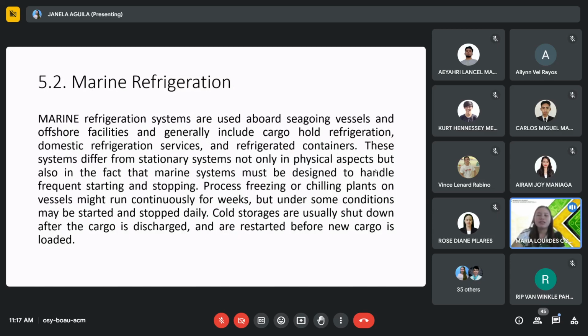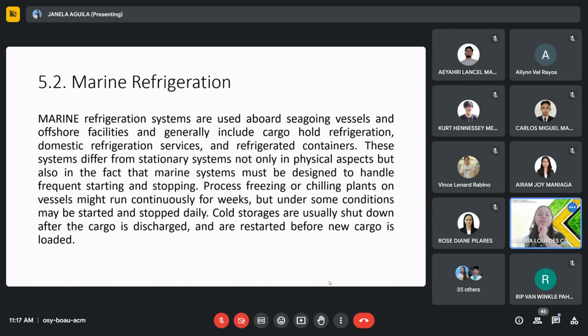So, ang marine refrigeration system po ay parang malalaking fridges lang din po na nasa barko naman po. Gaya lang din po ng mga ref po natin sa kitchen. And these systems po are different lang from regular fridges because they need to handle starting and stopping more often. Kung sa bahay po ang mga ref po natin, if papatay buhay po siya lagi, masisira po agad yung ref natin. Pero yung sa marine refrigeration naman po, they are built po for frequent starting and stopping.